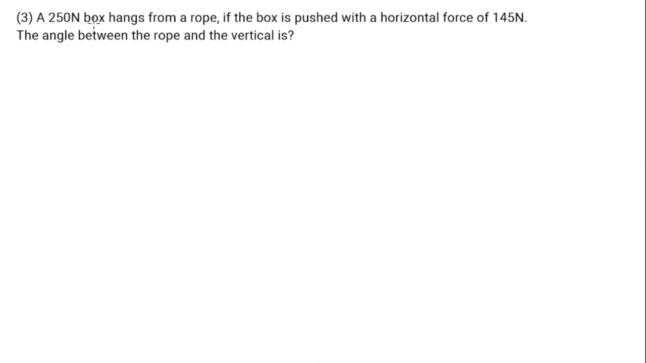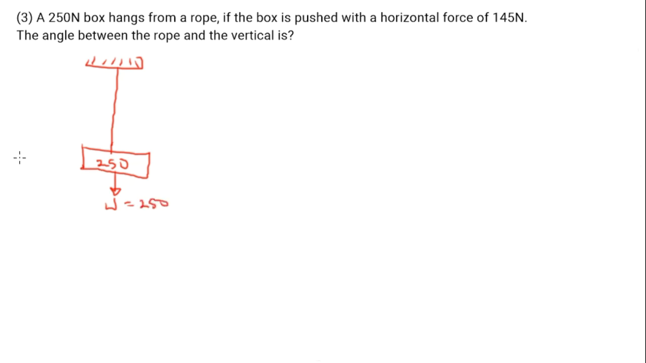A 250 Newton box hangs from a rope. If the box is pushed with a horizontal force of 145 Newton, the angle between the rope and the vertical is what? Now let's say this is the point of attachment of the rope and the box. The box has a weight of 250 Newton.